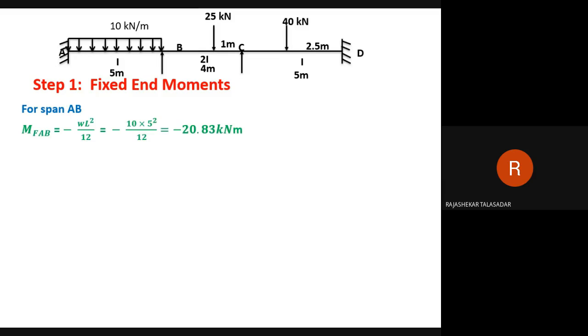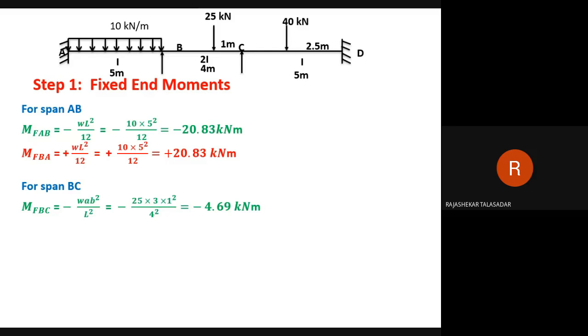MFAB is minus WL square by 12, so we'll get minus 20.83. MFBA will be plus WL square by 12, so we get plus 20.83. MFBC is minus W A B square by L square. After substituting A and B, you will get minus 4.69. MFCB is W A square B by L square. Substituting the values, you will get plus 14.06.